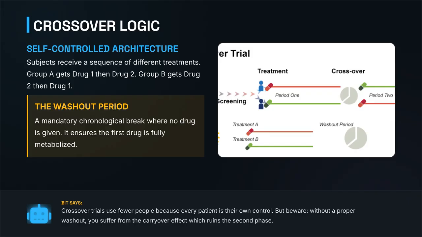When you see a crossover design in a vignette, your brain should immediately trigger an alert to check the timeline. Did they wait long enough between interventions? If the answer is no, then the entire study is biologically invalid. This is how you outsmart the test writers and secure top percentiles.